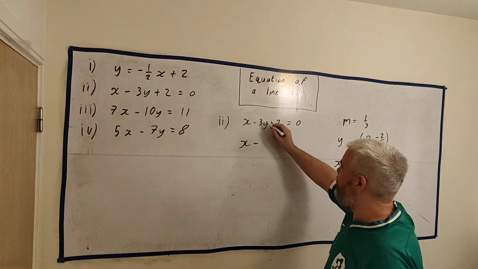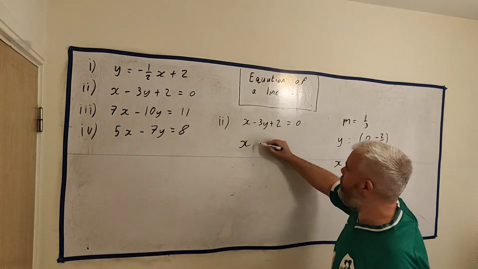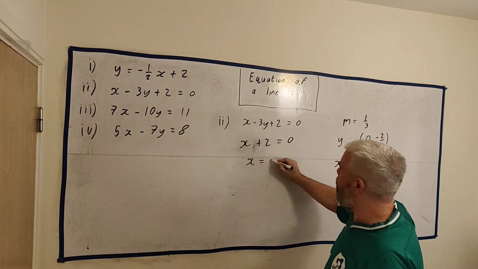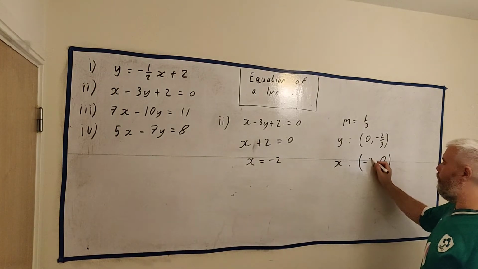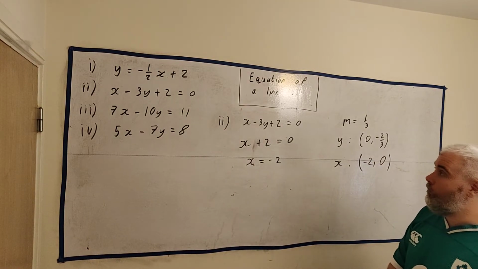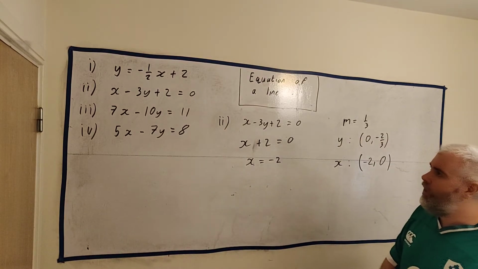So I can just write this out again. x minus 0, I don't have to write minus 0. So x plus 2 equals 0. x is equal to minus 2. Very quick to get most of these, especially if you do the hard bit first and get y equals. Okay, let me do part 3.